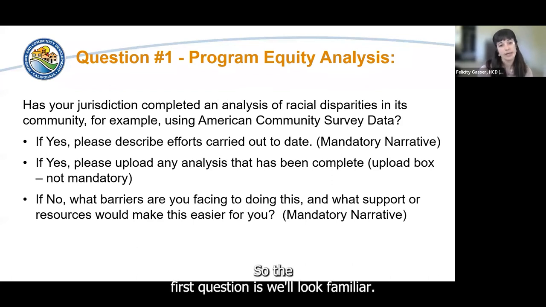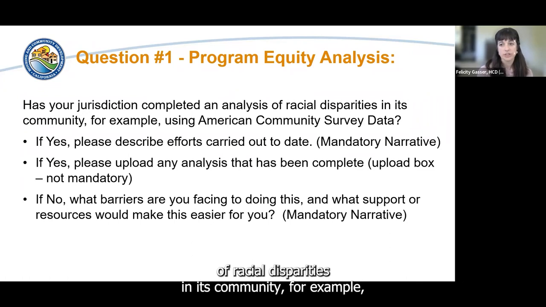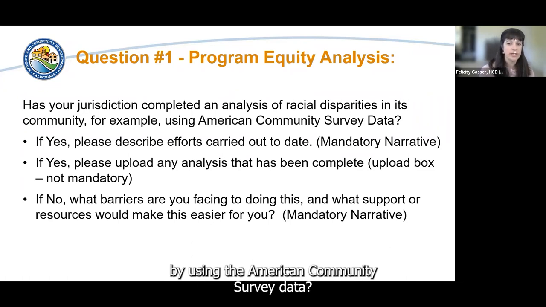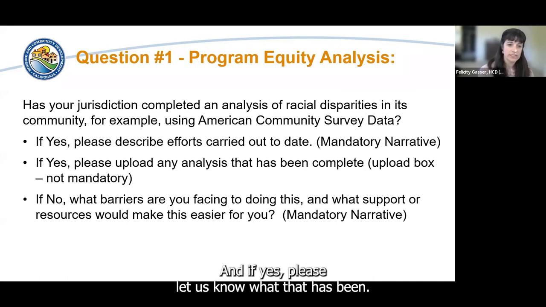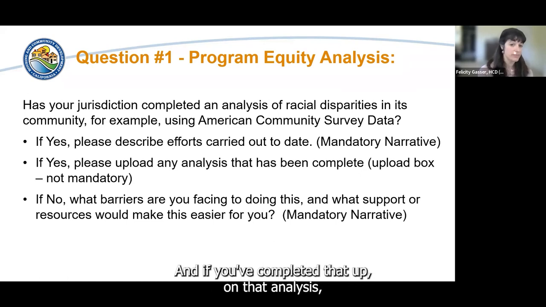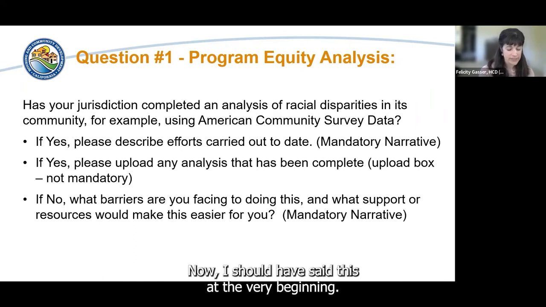So the first question will look familiar. It was on last year's survey. And it asks, has your jurisdiction completed an analysis of racial disparities in its community, for example, by using the American Community Survey data? And if yes, please let us know what that has been. And if you've completed that analysis, please upload it so that we can take a look. If you haven't, what are the barriers you're facing to doing this, and what support or resources would make this easier for you?